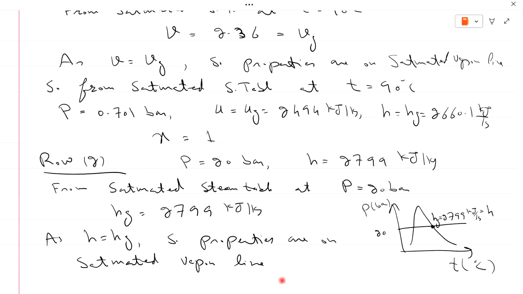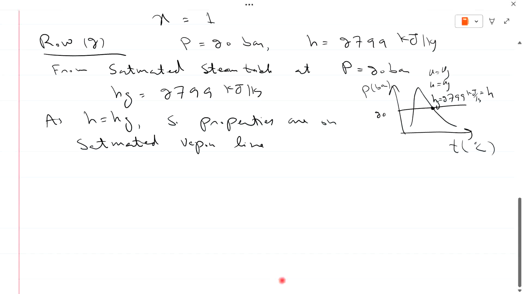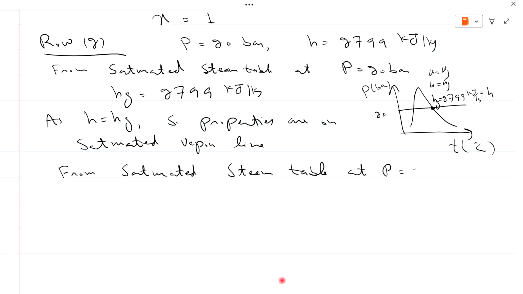So the properties are on this point, and this point is on the saturated vapor line. So U is equal to Ug, V is equal to Vg, and X is equal to 1 on this line. So from the saturated steam table, at pressure equal to 20 bar, saturation temperature is equal to 212.4 degrees centigrade.